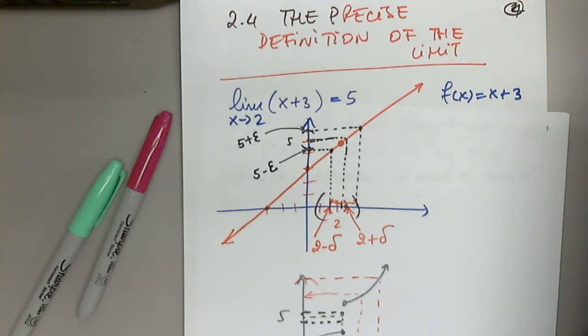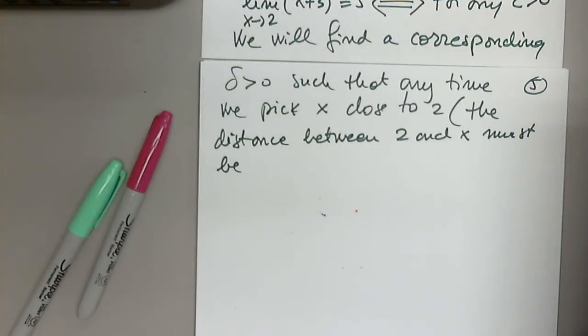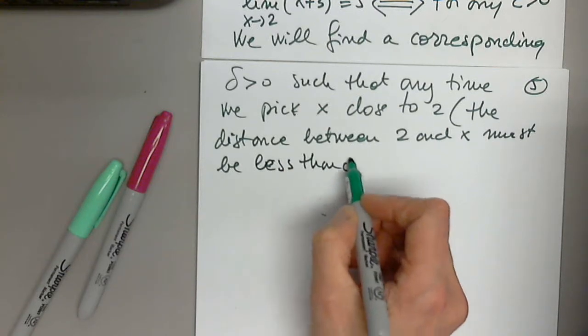what is the width of this interval on this side? So what is this width? If this is 2 minus delta and this is 2, this must be delta, correct? So as long as I pick an x close to 2, how close? So that the distance between x and 2 is not more than delta. It's not outside of the interval, in other words, correct? Okay, so the distance between 2 and x must be, very good, less than delta.